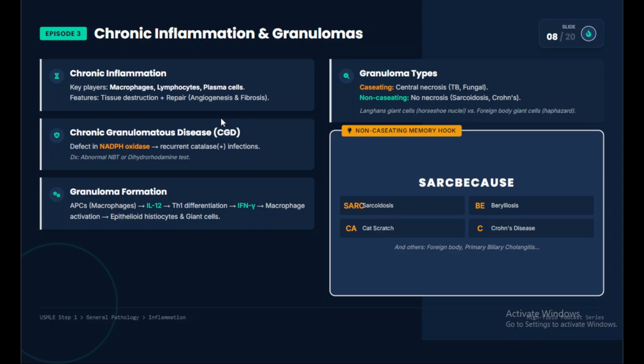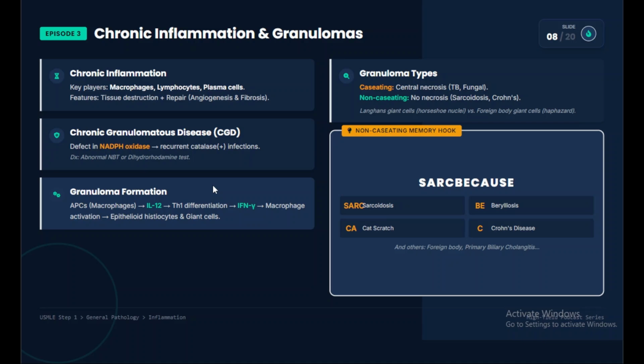Now, if I talk about granuloma formation and how it happens, a granuloma is basically a structured attempt to wall off something the body cannot destroy. The stepwise mechanism is that antigen-presenting cells like macrophages encounter a persistent pathogen, and then they release IL-2, which drives Th1 differentiation. Th1 cells release interferon gamma, activating more macrophages. Activated macrophages then transform into epithelioid histiocytes and fuse into giant cells.